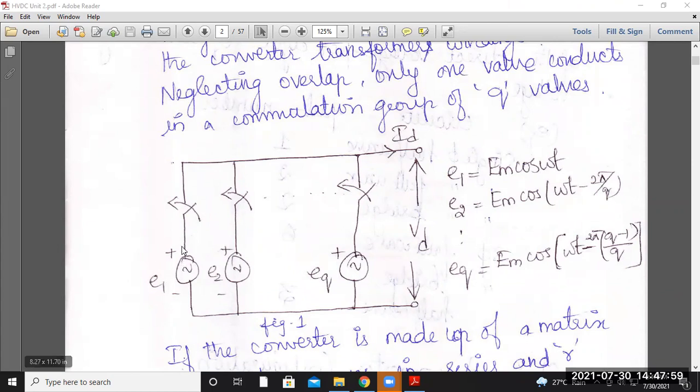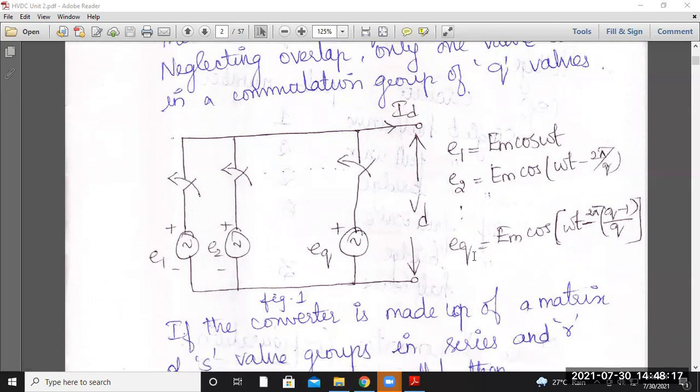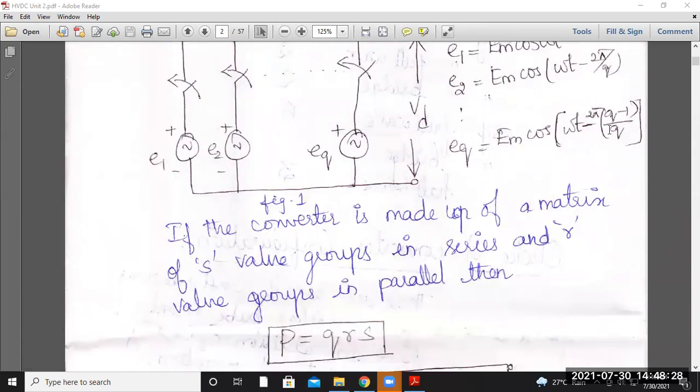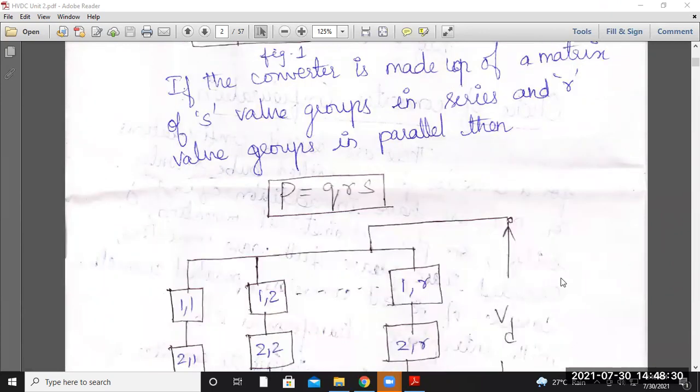Then accordingly, if E1 was taken as reference, it has the value Em sin omega t. Then E2 has a phase difference of 120 degrees. According to the value of Q, whether it is even or odd, the equation can be written as Em cos(omega t minus 2 pi by Q). Similarly, the third equation for the EMF can be written as Em cos(omega t minus 2 pi (Q minus 1) upon Q). So depending upon the value of Q, the equation can vary.